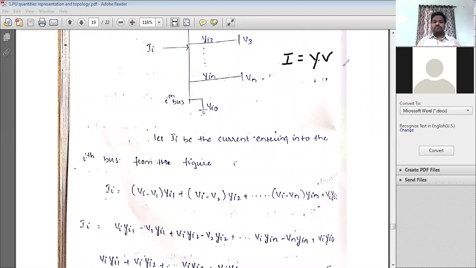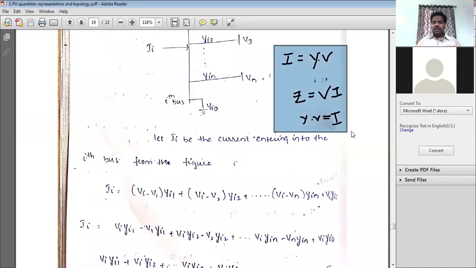Why? Because we already know that Z is equal to V by I. So Y is equal to one by Z. Obviously you are going to invert this. So I is equal to Y into V. So finally I is equal to Y into V. This is the formula we already know. We have seen it in the earlier case.